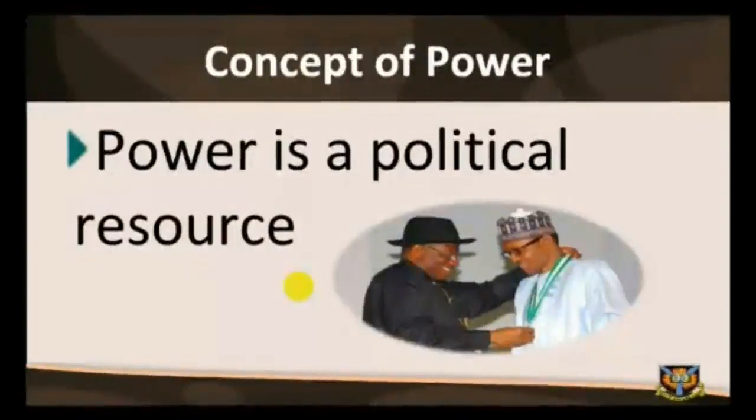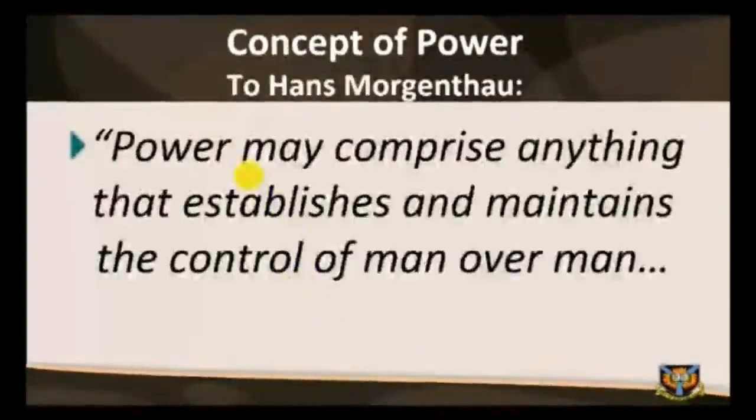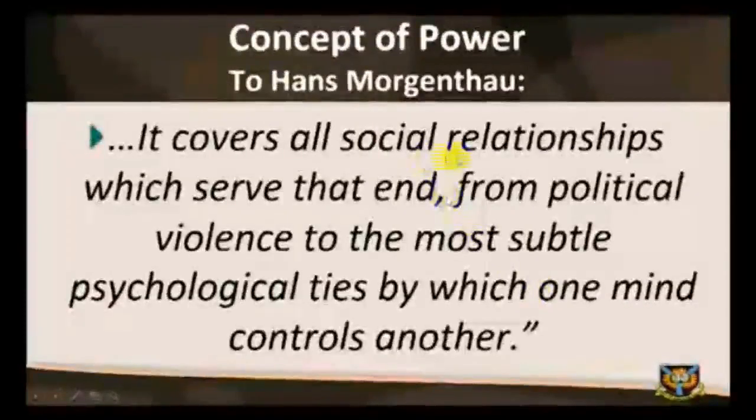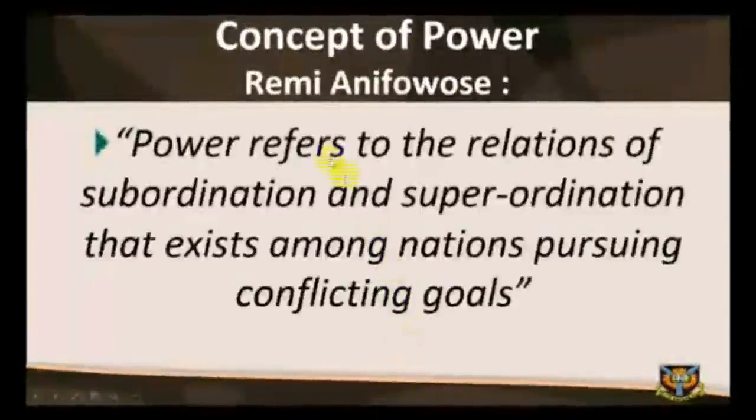To Hans Morgenthau, power may comprise anything that establishes and maintains the control of man over man. Thus, power covers all social relationships which serve that end, from political violence to the most subtle psychological ties by which one mind controls another. And according to Remy Anifowoshe, power refers to the relations of subordination and superordination that exist among nations pursuing conflicting goals.